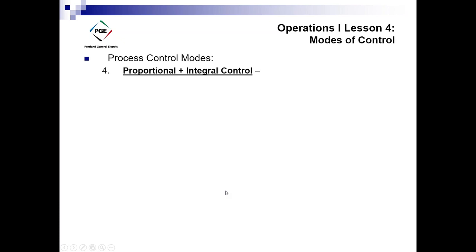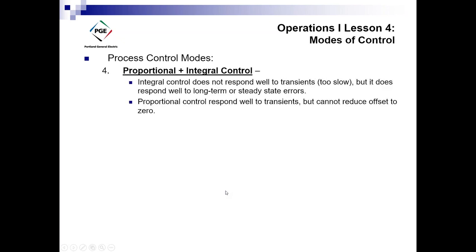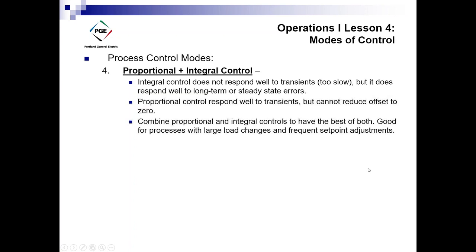So proportional plus integral control. Integral control does not respond well to transients. It's too slow. But it does respond well to long-term or steady-state errors. Proportional control responds well to transients, but it cannot reduce offset to 0. So with proportional and integral, you're combining the best of both. It's a good process for controlling large load changes and frequent set point adjustments.